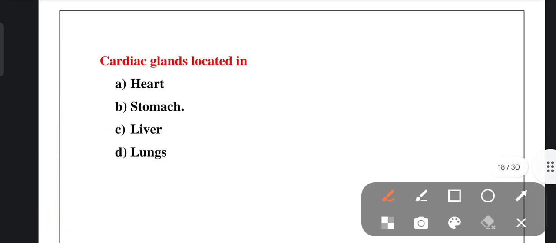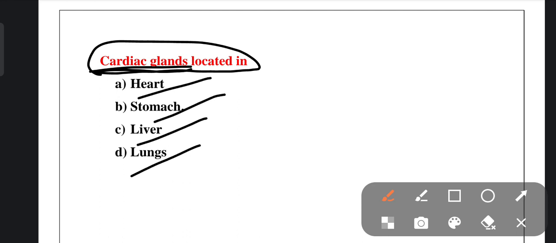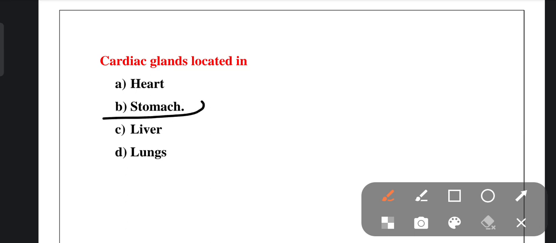So the next question is, cardiac glands are located in. Try to understand the question. Here we have the cardiac glands. I'm asking about cardiac glands. Don't get confused by the name itself. Options are heart, stomach, liver, lungs. The correct one is the stomach.